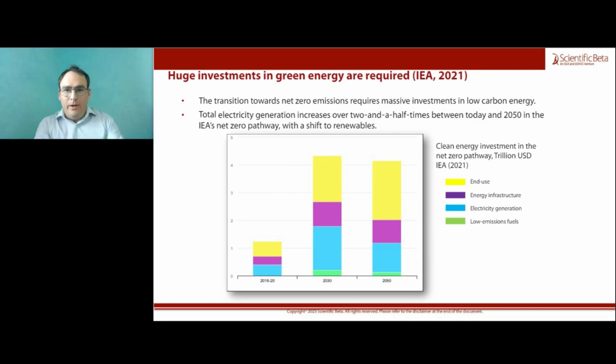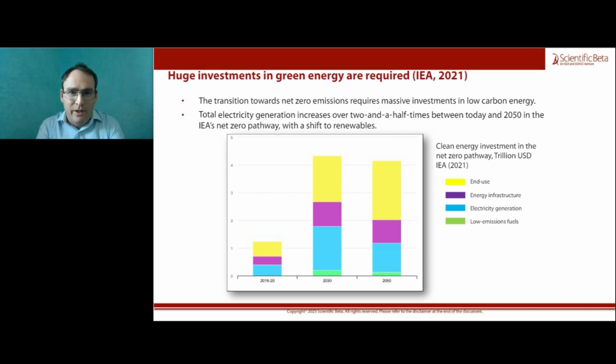So not only do we need to, let's say, defossilize the energy, but we also need to reinvest in green energy. So we need in particular lots of investments in green electricity. As I said, the constant energy supply and the increased electricity output that we need will require huge investments in new infrastructure in particular.